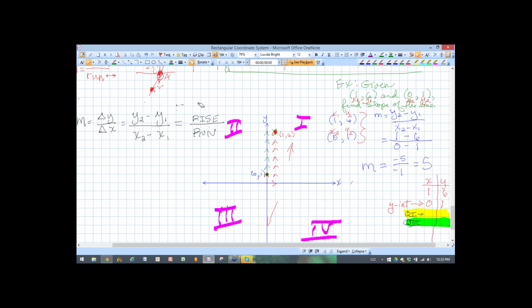Rise 5, run 1. And then what you do is mark the point and then go back to the origin and count and figure out what the coordinates are. Okay, so here's how it is. From here, rise 5, 1, 2, 3, 4, 5, run 1, end up here. Okay, notice it's falling in line.